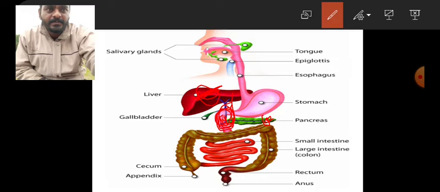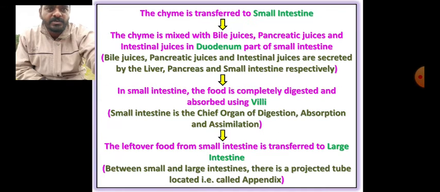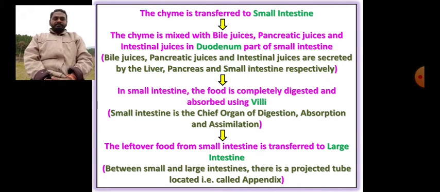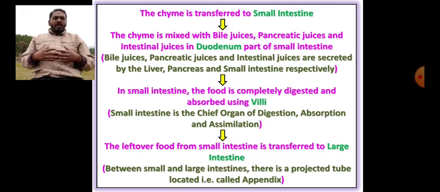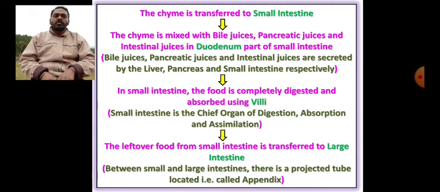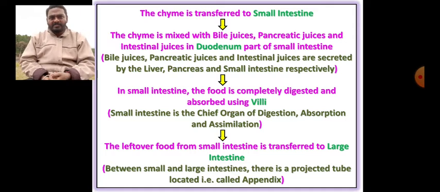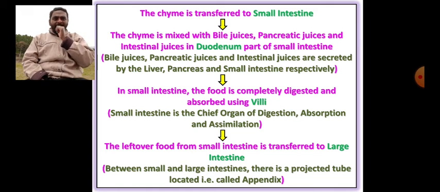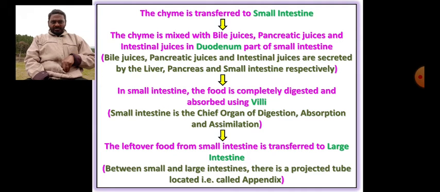We will go back to our procedure. So there they are getting mixed, and apart from these, the small intestine, which is approximately 7 meters long, also secretes some sorts of enzymes, which are called intestinal juices. That intestinal juice is also mixed here.